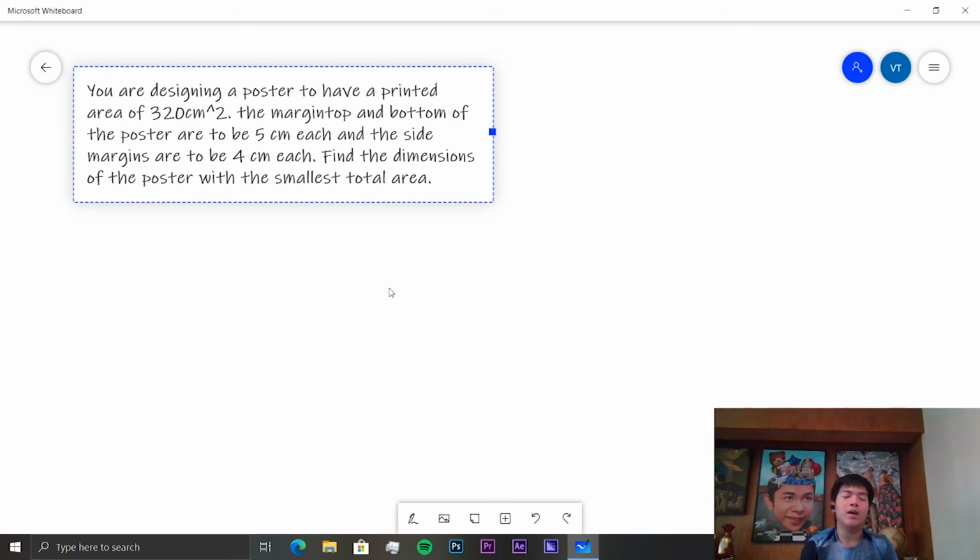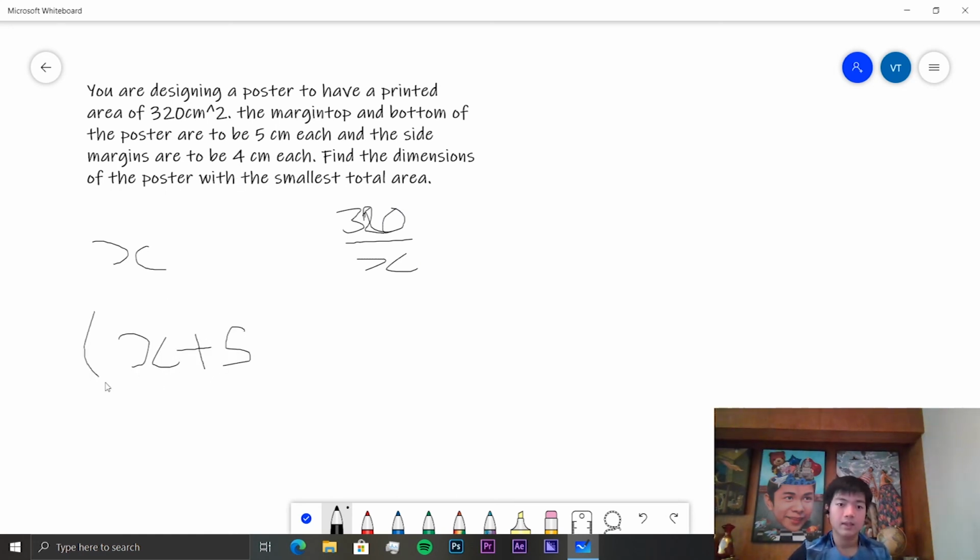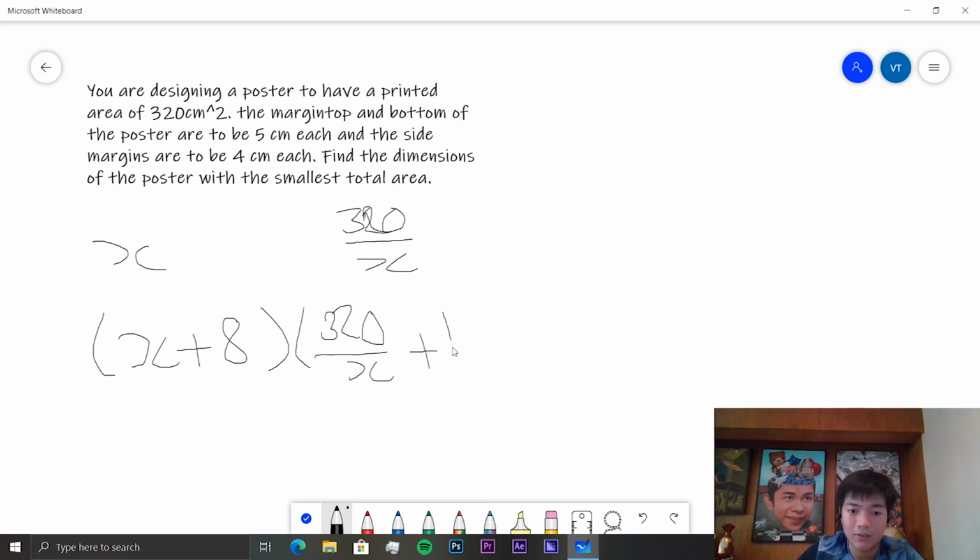Okay. So to get the total area, let's call the width of the printed area x, and so the height of the printed area will be 320 over x. So to get the total width, we have to get x plus 5. That's top and bottom. Side margins are 4 centimeters each, so it's actually x plus 8. And to get the total height of the poster, it will be 320 over x plus 10, since 5 times 2.